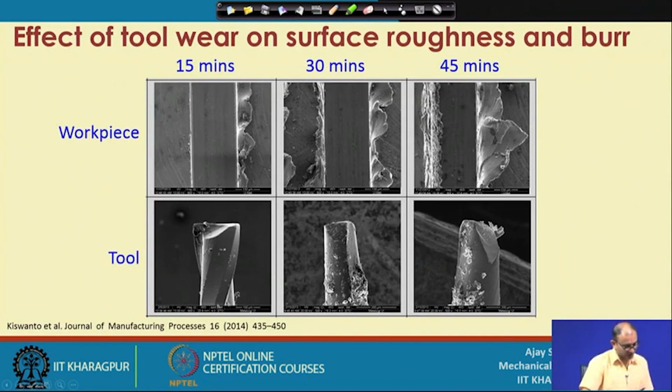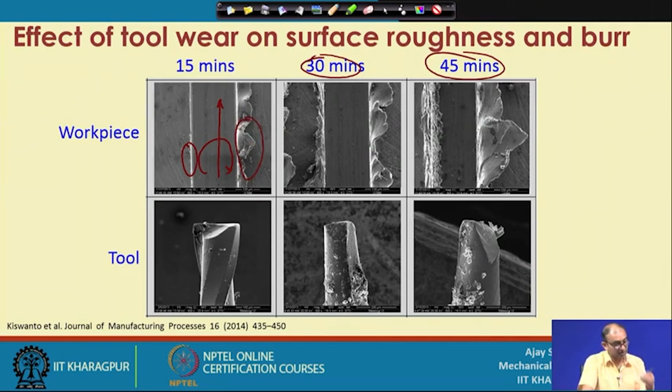Now, if you see this particular thing, this is the tool condition after 15 minutes of use, and this is after 30 minutes and after 45 minutes. Now, if you see, mostly the rotation is in this direction for the cutting tool, and then it is moving in this direction. So, now this is the up milling side and this is the down milling side. You can see that in the earlier case also we have seen the two chip formations, that means the burr formation on the down milling is high compared to the up milling.